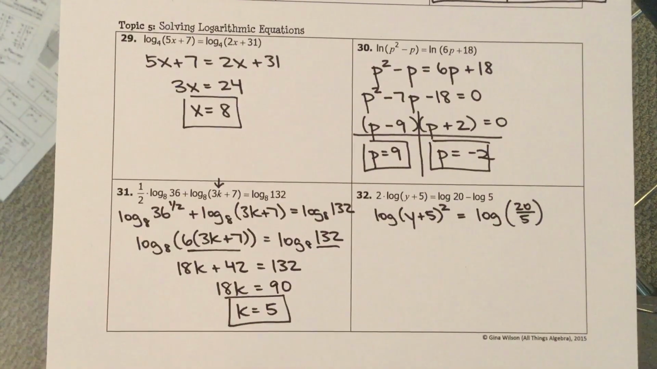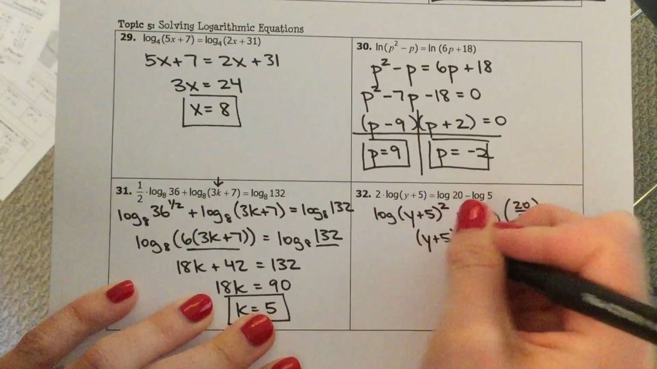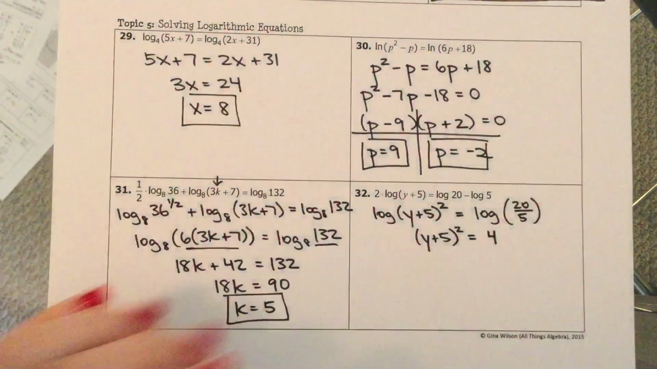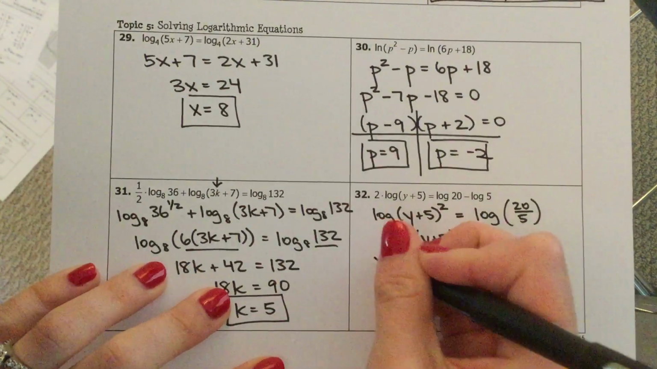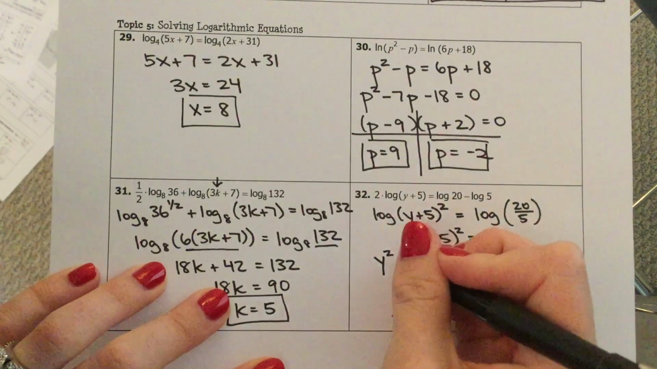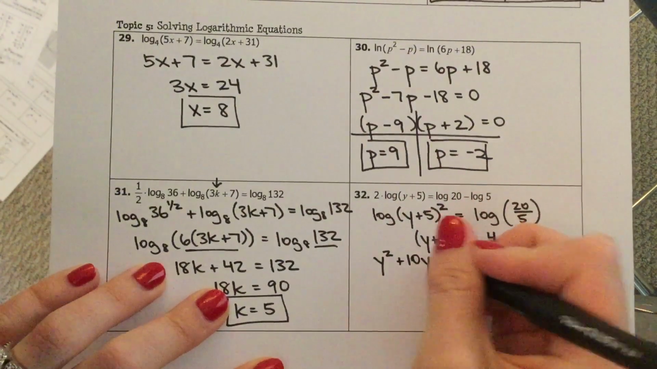Okay, so now each side is simplified separately. This is when I use the property that tells me I can drop the logs and just set the insides equal to each other. So 20 divided by 5 is 4. So this one turns into a quadratic. The left-hand side is a perfect square trinomial. So to FOIL it out, I have y times y, and then 5y, and I double that. So if I double 5y, I get 10y, and I square the 5.